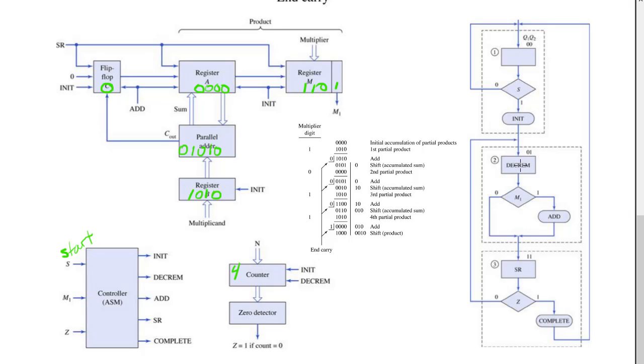Now we're at state 2, the algorithmic state machine 2. It says decrement. So the decrement line comes out, hits this counter, changes that 4 to a 3. Then it looks at M1. M1's value is a 1. M1 is an input right here. And because it's a 1, the algorithmic state machine says add. So the add line has a 1 coming out. That 1 comes in here and it says add. So it copies this 1010 up here, and it copies this 0 up to here. And then it goes down here to state 3.